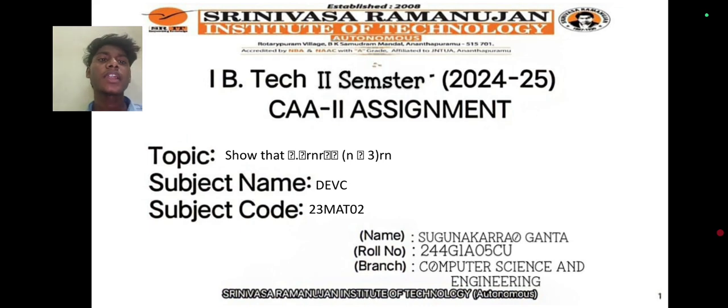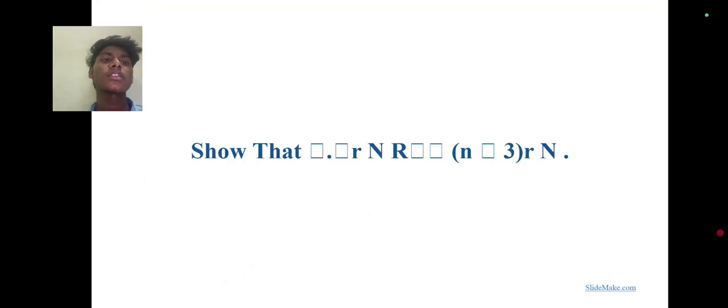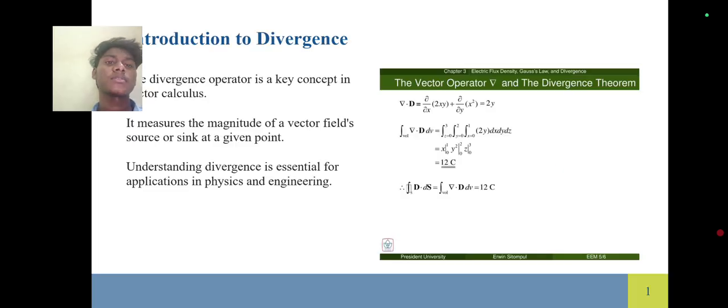244G1A05CU. And my topic is to show that del dot (r to the power n times r) is equal to (n plus 3) times r to the power n.